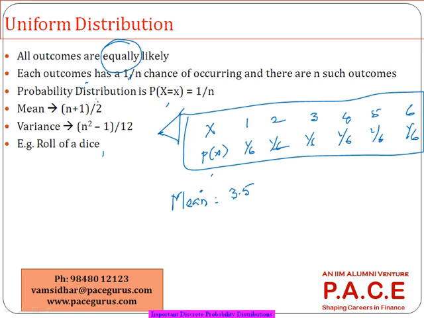If you know that it is a uniform distribution, take the mean as (n plus 1) by 2, where n is your total number of variables. So 6 variables are there, right? 6 outcomes are there. So you directly say that the mean is 3.5. You are not even calculating it. Well, if you calculate also, you will get the same thing, right?